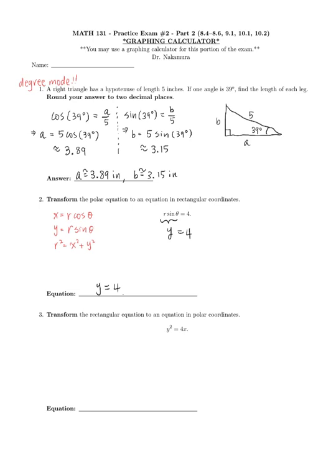Okay, so now let's go with number 3. Transform the rectangular equation to an equation in polar coordinates. So we're going to go from rectangular to polar. All right, so again, I'm going to rewrite the conversion. We got x equals r cosine theta, y equals r sine theta.